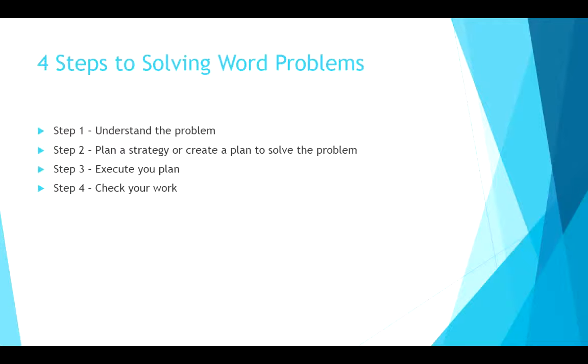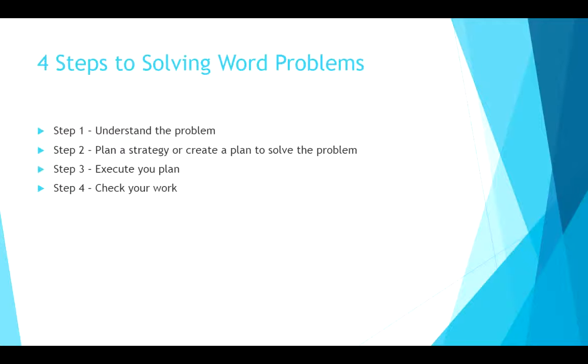So step 1, if you remember, is you need to understand the problem. You need to read the problem. You need to make sure that all the information that is needed to solve the problem is given. Number 2, you want to plan a strategy or create a plan to solve the problem. Number 3, execute your plan. And then number 4, which is a very important step that a lot of people skip, but you definitely need to do it, is you need to check your work. If your work doesn't check out, then you need to start back over at step 1.